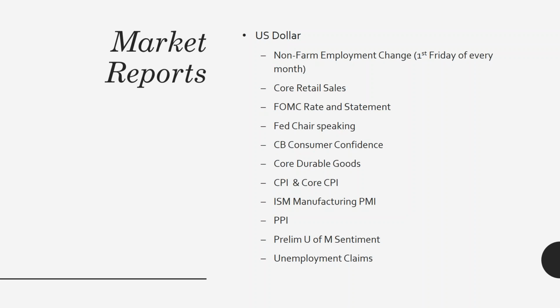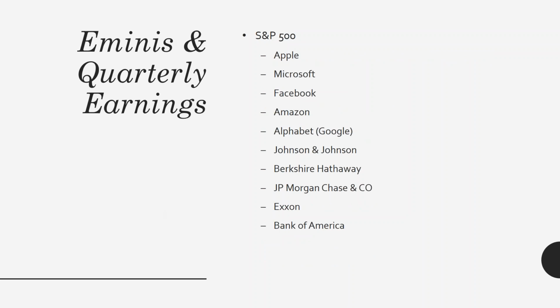You have the Fed chair speaking, the CB consumer confidence, core durable goods, CPI and core CPI, the ISM manufacturing PMI, the PPI, the preliminary U of M sentiment, and unemployment claims. And I must admit the unemployment claims have not affected the market as much as they have in the past. We may see that change in the future.